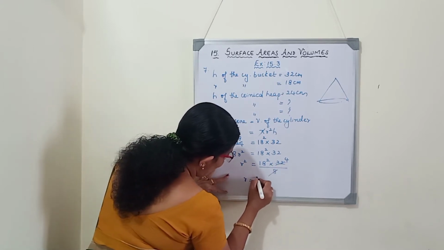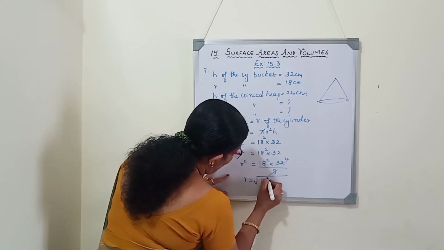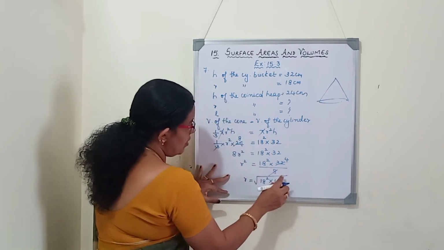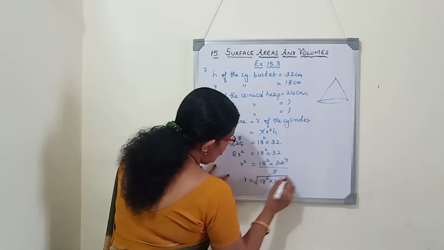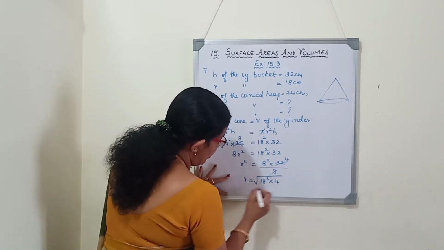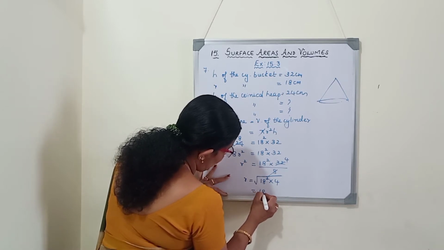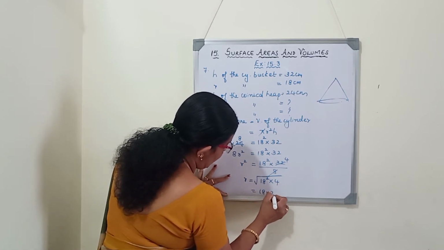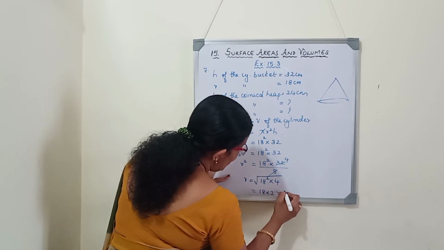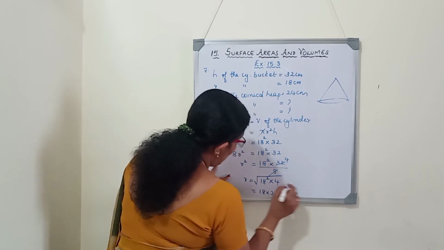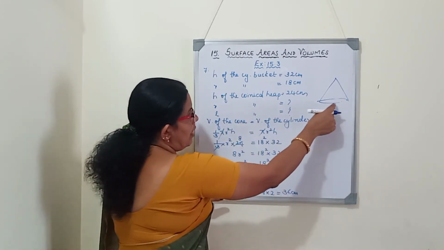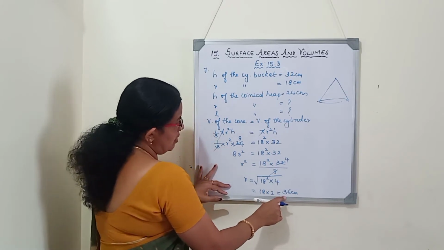R equals square root of 18 square into 4, as it is I will write, because square root of 18 square, we know that it is 18, and square root of 4 is 2. So directly we will get R is equal to 36 centimeter. So radius of the conical heap is 36 centimeter.